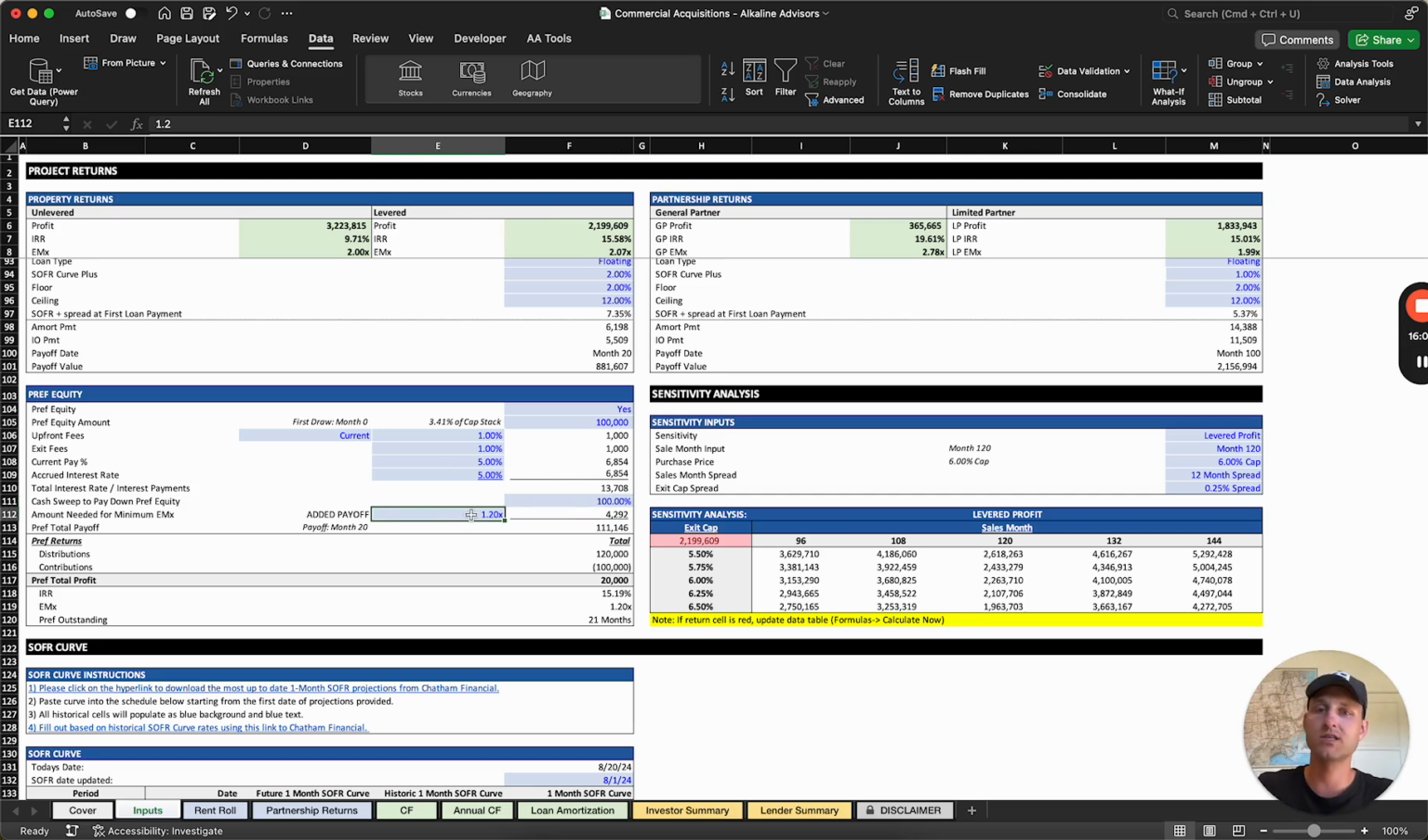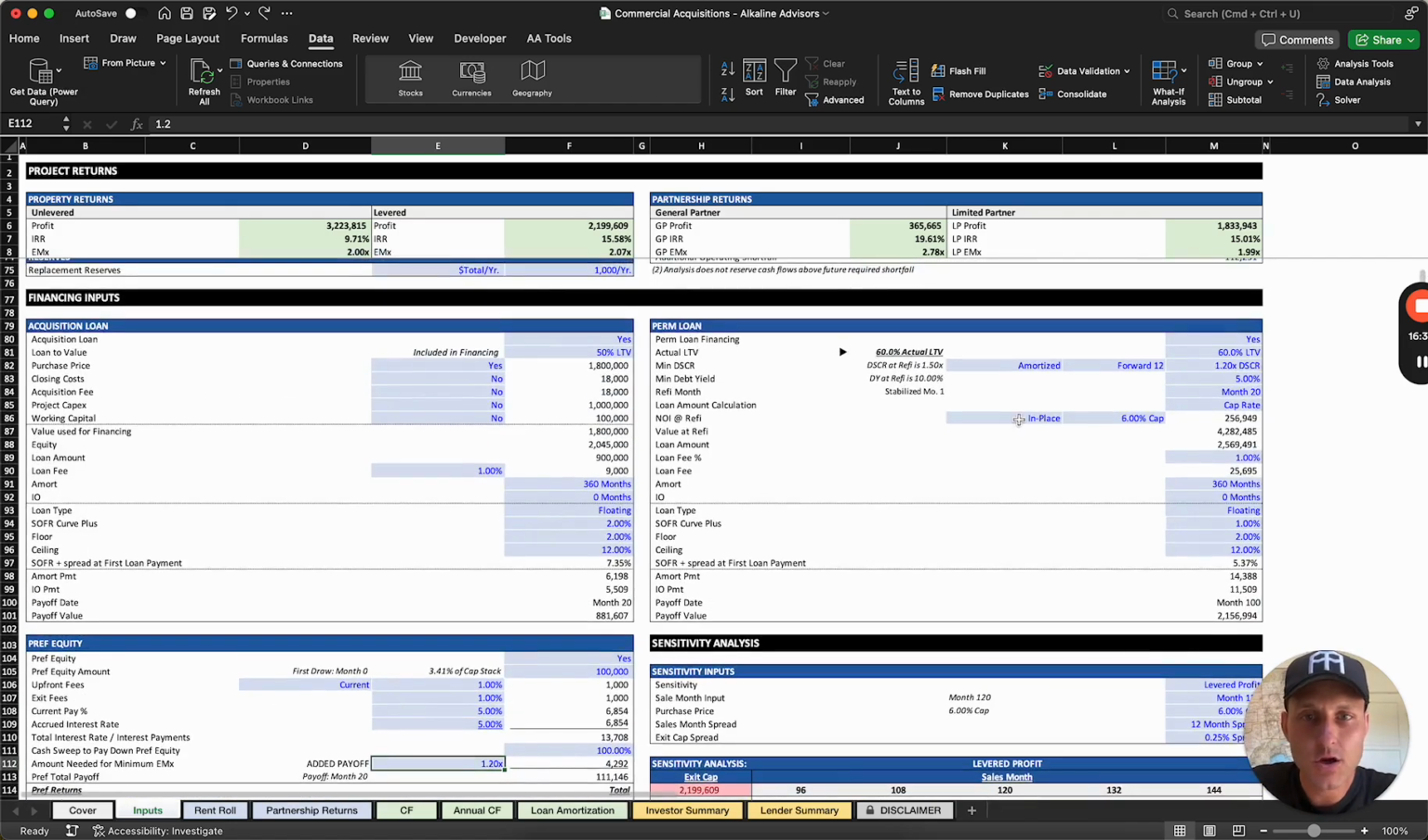So in this scenario, we're saying there's a 1.2 minimum equity multiple. And then at the point of payoff, we need to pay an additional $4,200 to hit that 1.2. So this is the Pref return profile for that investor. You see their distributions are going to be 120K because they're contributing 100K. And then their profit is 20K, and that hits that 1.2. So if we have no minimum equity multiple, you'll see they just have a 12% IRR at that 1.16 equity multiple, and there's no additional payout. Cool. So next, let's go into the perm loan.